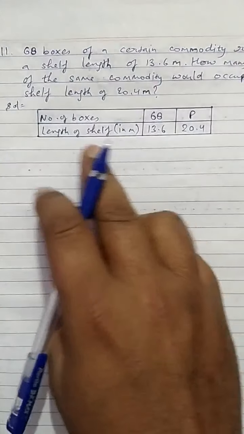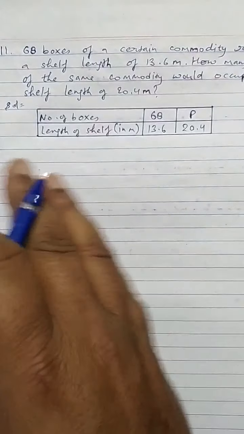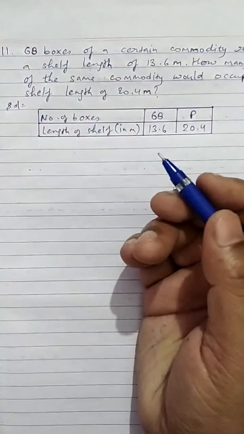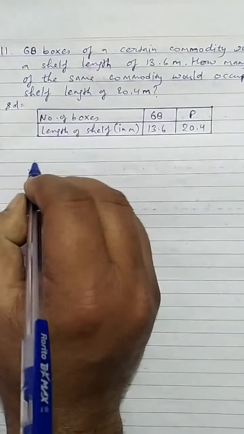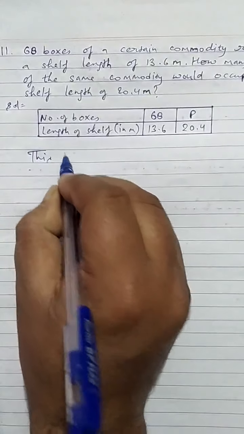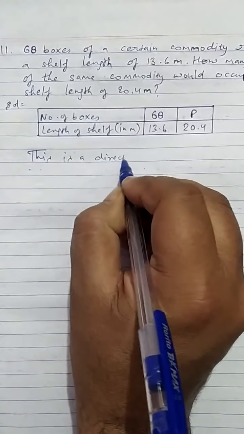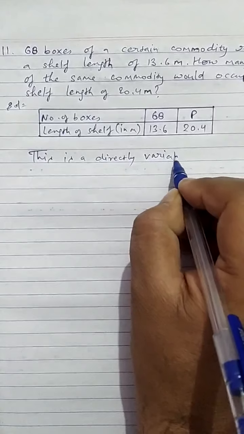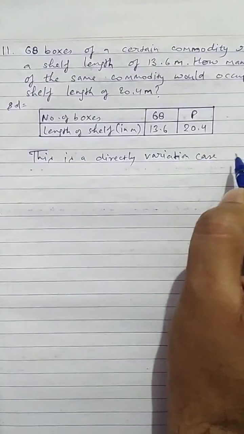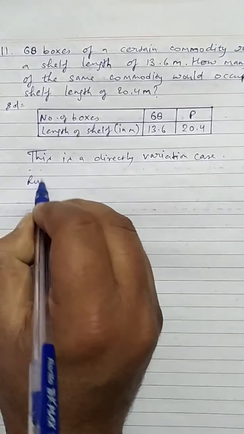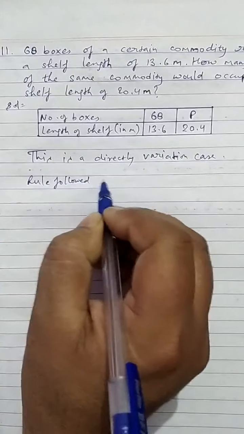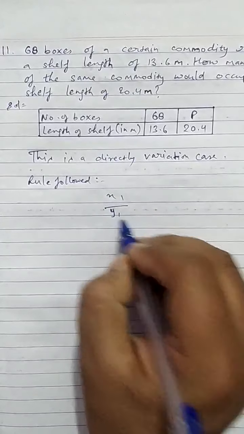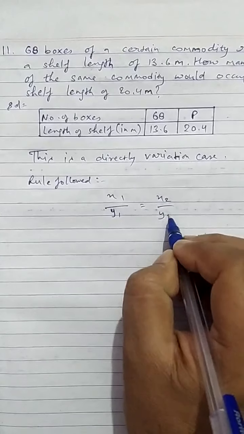So we know that as the number of boxes increases, the length of shelf required will be more. Okay, so this is also a directly variation case. So the rule followed in the case of direct variation is x1 upon y1 equals x2 upon y2.